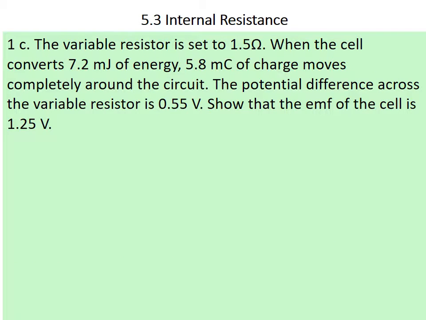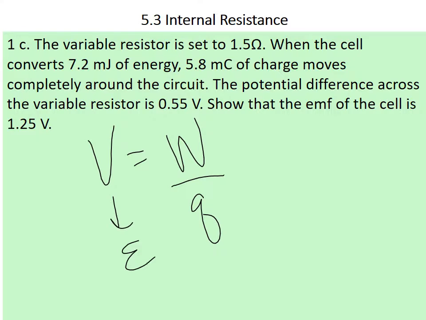1C, the variable resistor is set to 1.5 ohms. When the cell converts 7.2 millijoules of energy, 5.8 millicoulombs of charge moves completely around the cell. The potential difference across the variable resistor is 0.55 volts. Show that the EMF of the cell is 1.25 volts. So to do that, we know that it's the EMF that causes these charges to move, and it takes this amount of energy to do it, the 7.2 millijoules. So we can use this equation, V equals work over Q, and this V is our epsilon.